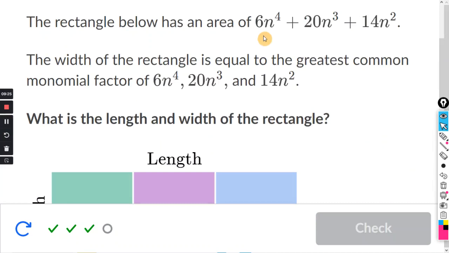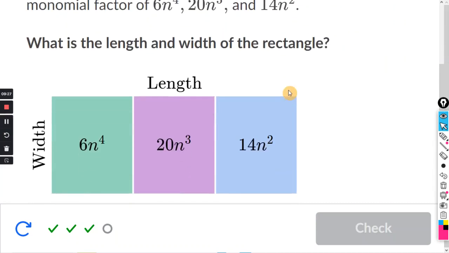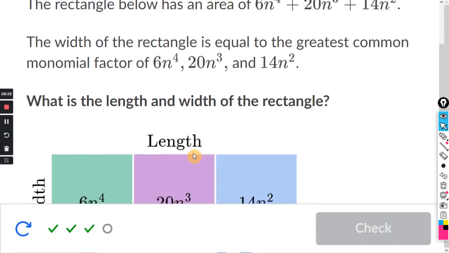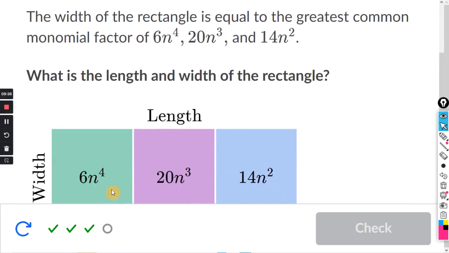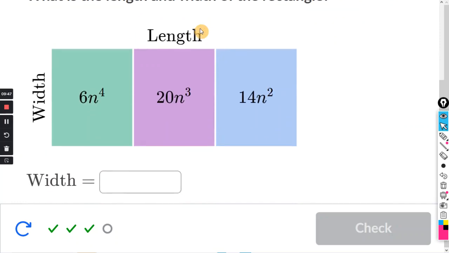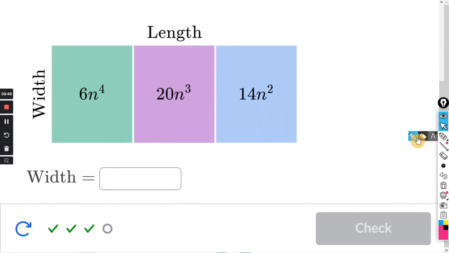All right, last one. The rectangle has this area. Okay, you can see it's written inside the rectangle. And the width is equal to the greatest common monomial factor of those numbers that are written inside the rectangle. Okay, so we need to factor out the greatest common factor and make that the width and divide to get the length. Okay, so between 6, 20, and 14, you don't always have to write this out. I'm just doing this to show you.